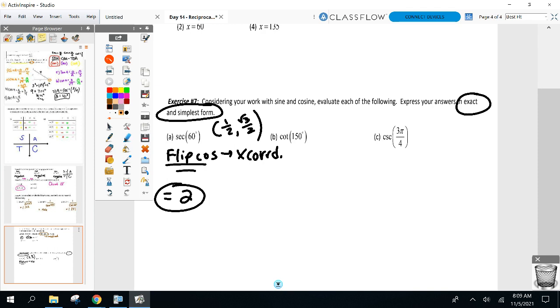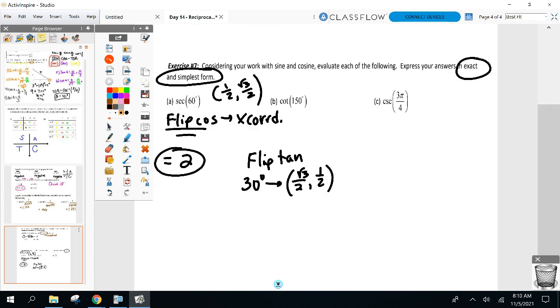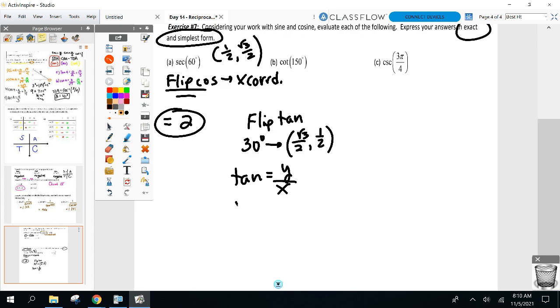All right, cotangent, 150. Okay, talk to me. Cotangent. Well, I know I'm going to flip what? Tangent. Oh, this is going to be a tough one, but we'll get to it. So flip tangent. All right, 150. What are you doing here? Okay, reference angle, which would be 30. So I got 30 degrees rocking, which would be radical 3/2, 1/2. Now, from our work yesterday, anybody remember how to find tangent? Tangent, what coordinate over what coordinate? Tangent, if you look back at your notes yesterday, was y over x. So cotangent's going to be x over y. Keep going.